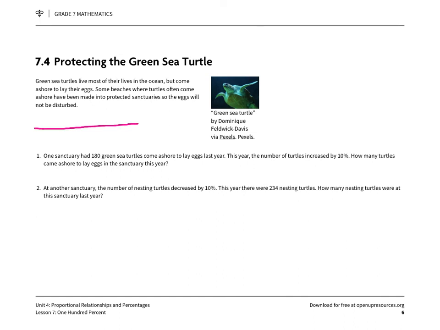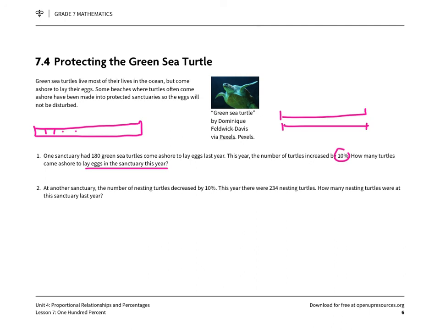So can you either use a tape diagram or a double number line to figure out how many sea turtles came to lay eggs in the sanctuary this year? So think about that 10%, and if you're doing a tape diagram, how many little boxes you'd have to divide it into. Or if you're looking at a double number line, where's your 100%, and how you're going to divide that 100 up to get an extra 10%. So give that one a try.